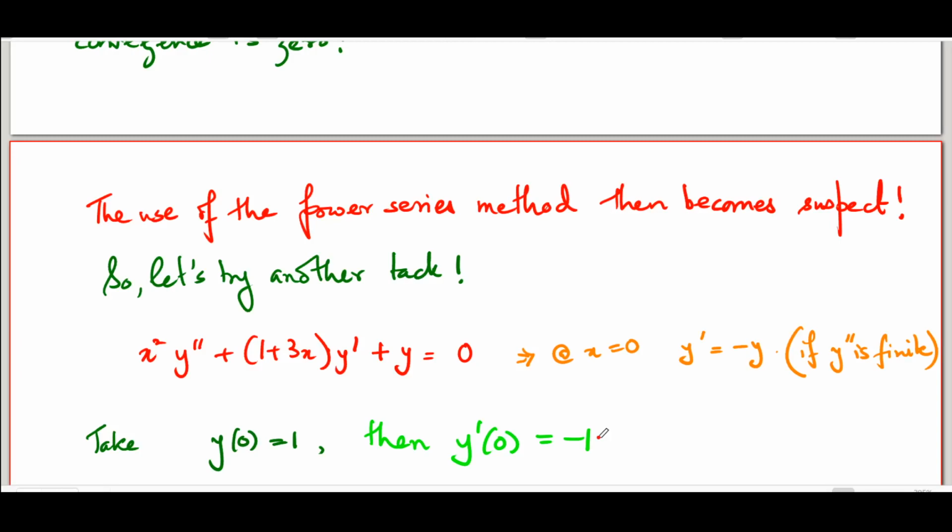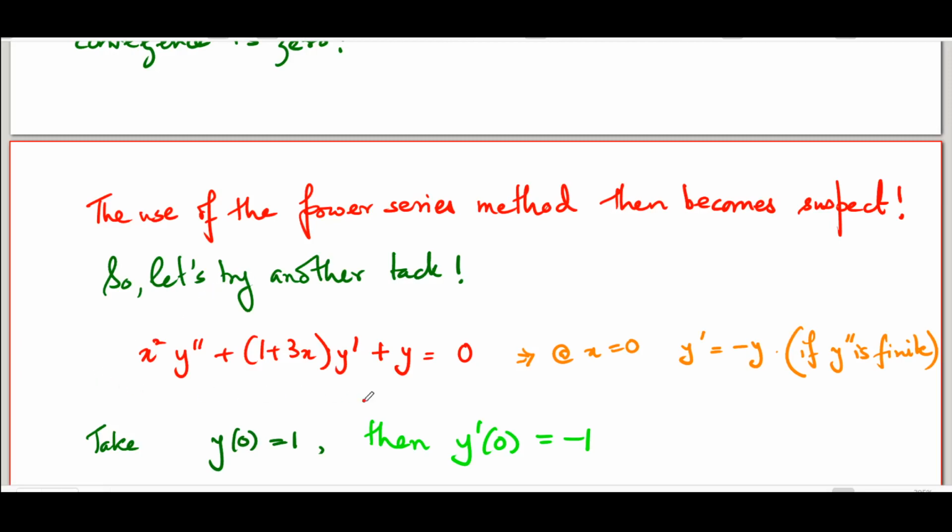Okay, but what about y double prime? In order to find out all the derivatives, we would actually rely on the fact that the second order differential equation will give you the second order derivative. But here, at x equal to 0, this term just drops out. So the second order derivative does not come from the equation directly. But let's not be daunted by that.